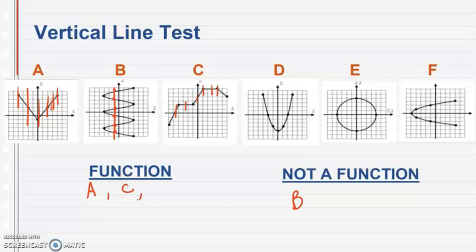Why don't you try to answer the last three by pausing the video and taking a second to think, and then check your answers when you're done. D was a function, and E and F were not. You're absolutely correct. Remember, if we have 2 points that line up right above each other, that makes it not a function.